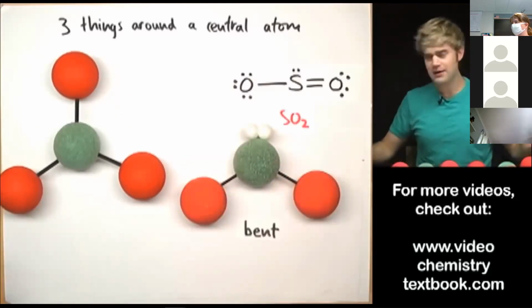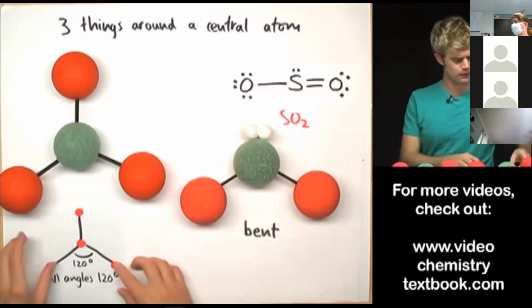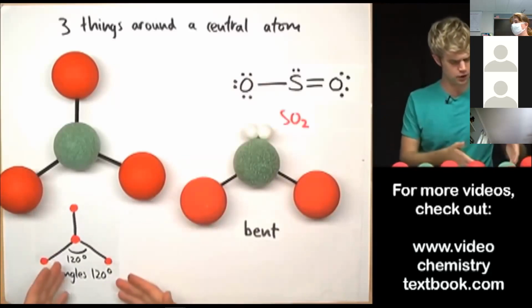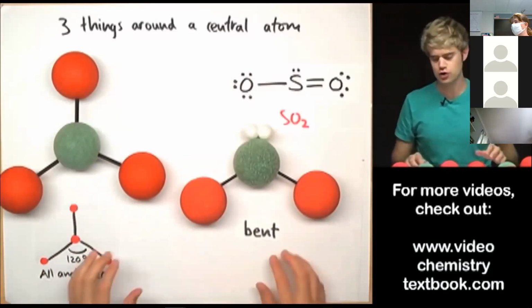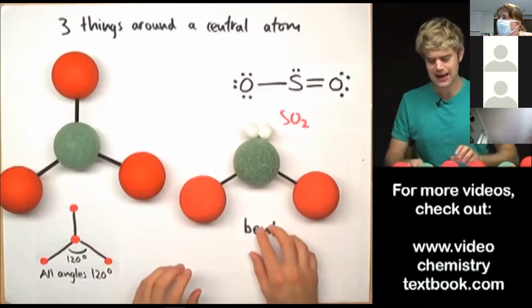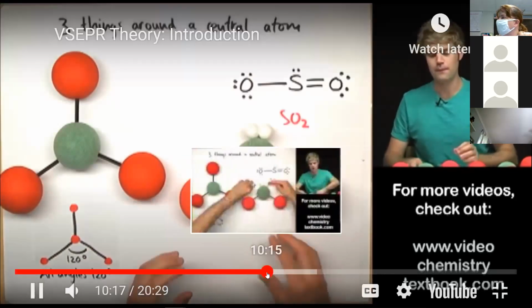So what are the angles going to look like in the bent molecule? Well, in the trigonal planar molecule over here, when you had 3 atoms, the angles between any 2 bonds were 120 degrees. We're going to skip the angles in the bent molecule, though, because you don't need to know these.